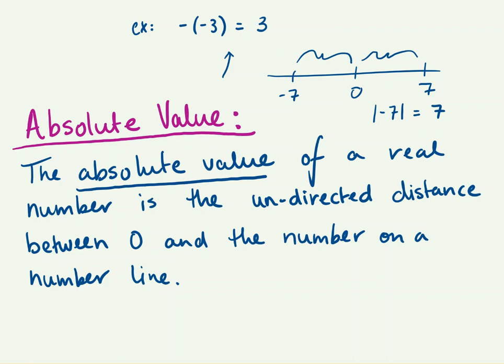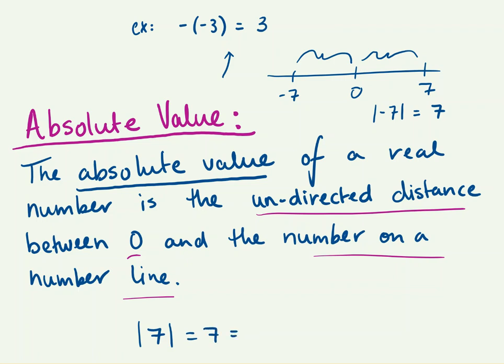So the absolute value of a real number is the undirected distance between 0 and the number on a number line. The symbol for absolute value are these straight vertical lines. So the absolute value of +7, 7 is 7 undirected units away from 0, so that's just 7, which is equal to the absolute value of -7, also 7 units away from 0.